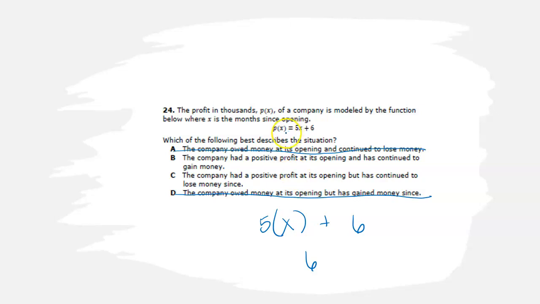And then the company has a positive profit at its opening, has continued to gain money. Well, let's put in 1. 5 times 1 is 5, plus 6 is 11. 2. 5 times 2 is 10, plus 6 is 16. So we're going to keep adding 5 each time. It's going to be B, it's going to continue to gain money.